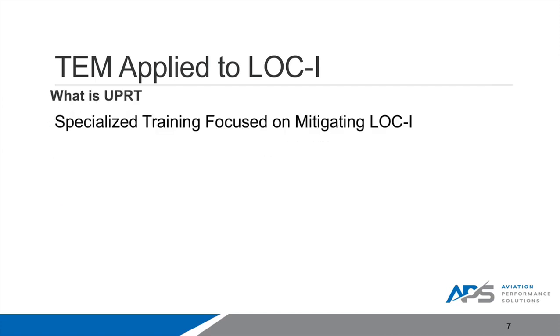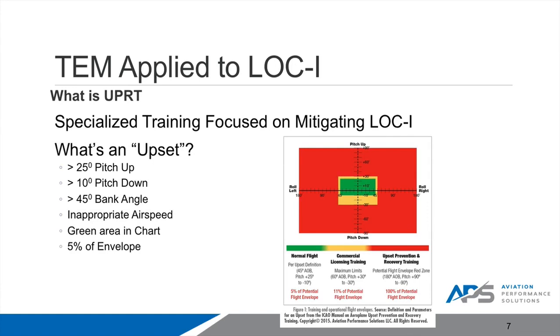But what is an upset? Well, upset recovery training is specialized training focused on mitigating the loss of control in flight threat. An upset, defined by the various documents, is more than 25 degrees pitch up, more than 10 degrees pitch down, or greater than 45 degrees of bank angle, or being within those parameters but at an inappropriate airspeed. Those parameters bound the green area in the chart, and you can see that's a very small portion. As a matter of fact, slightly less than 5% of the full flight envelope.